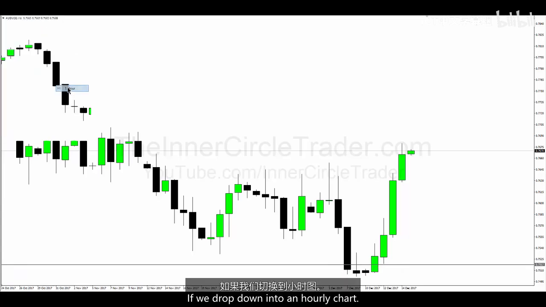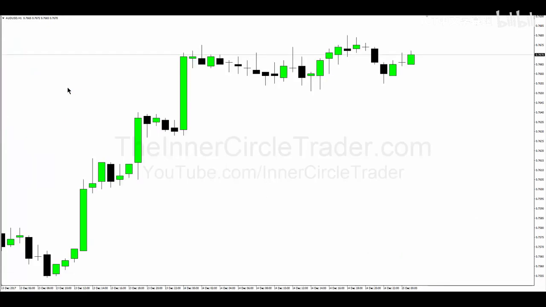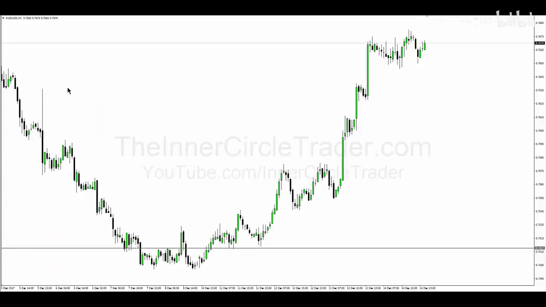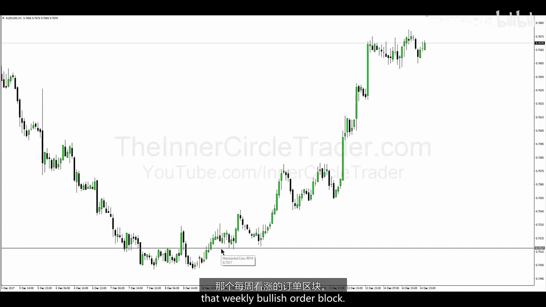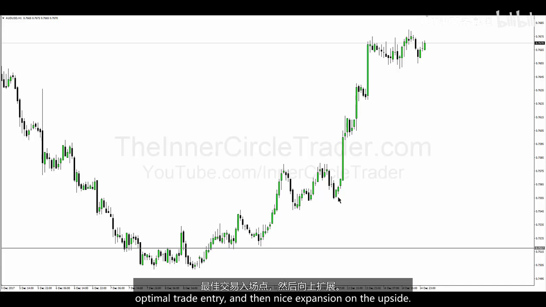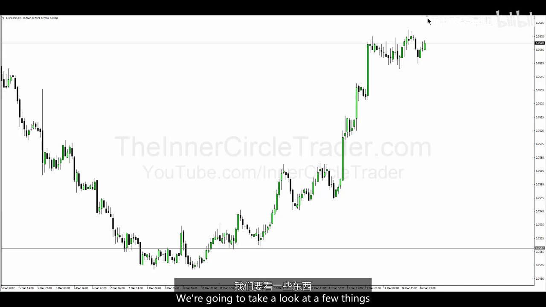If we drop down into an hourly chart, okay, so we can see the hourly price action dips below that weekly bullish order block. Okay, you can see that actual accumulation taking place, rallies up, retracements, optimal trade entry, and then nice expansion on the upside. We're going to take a look at a few things.